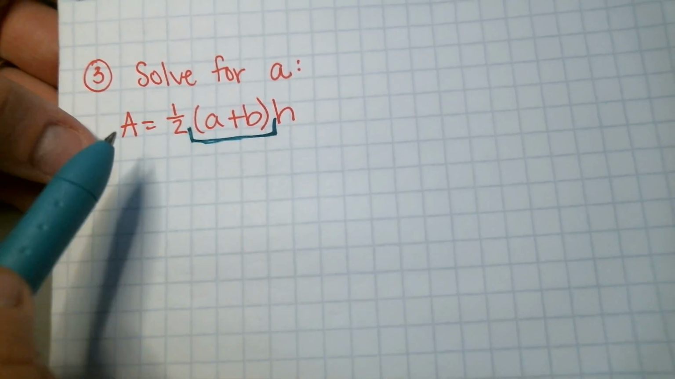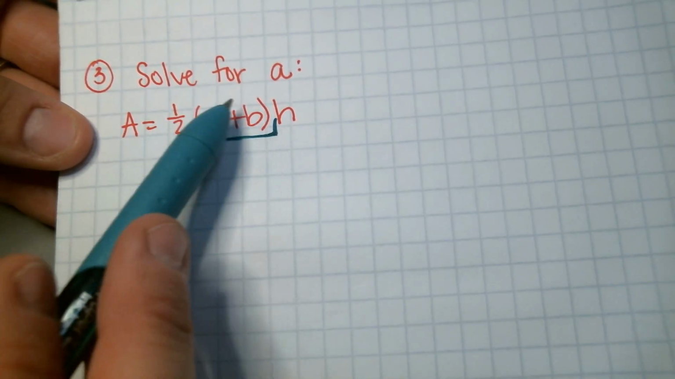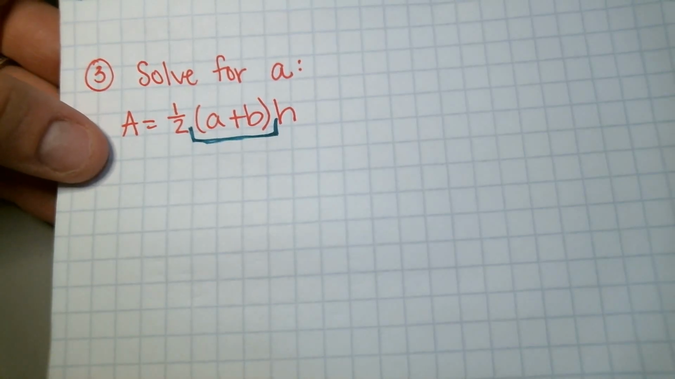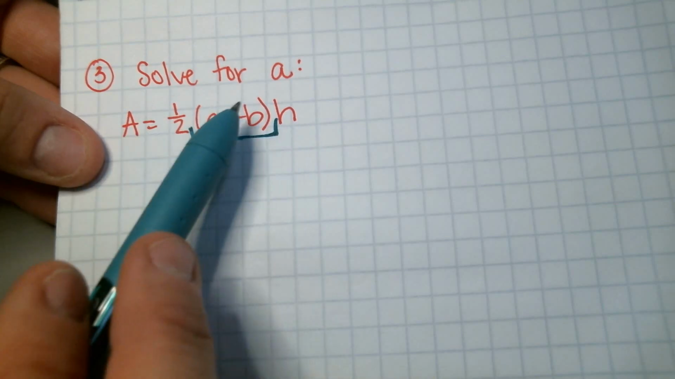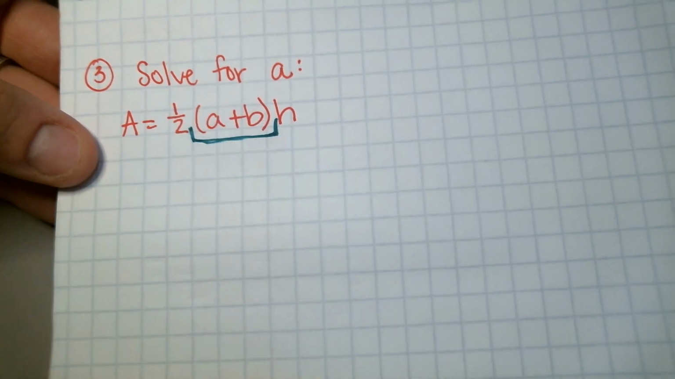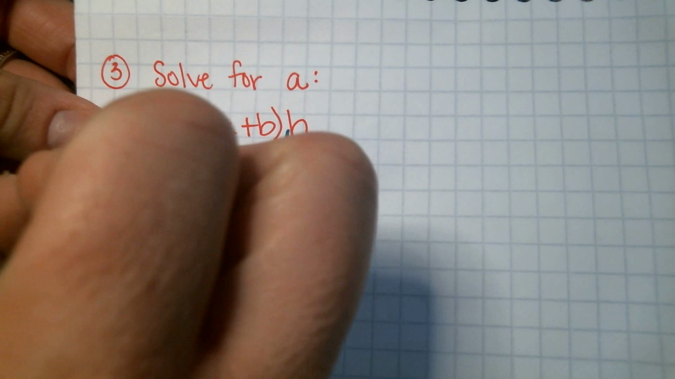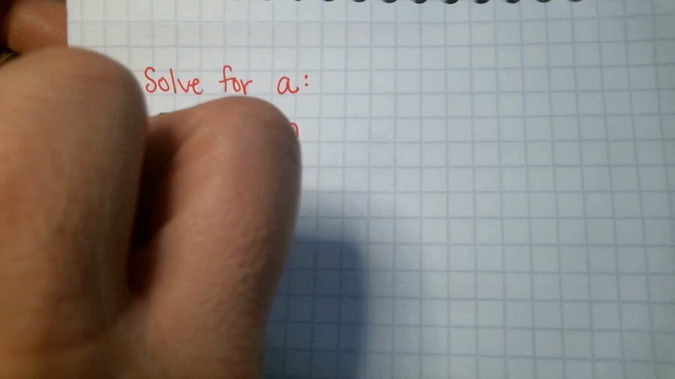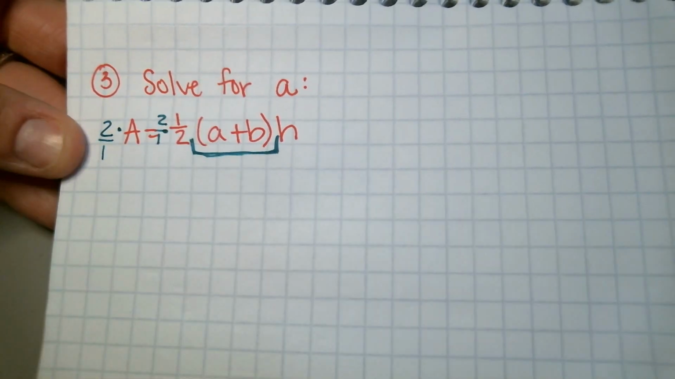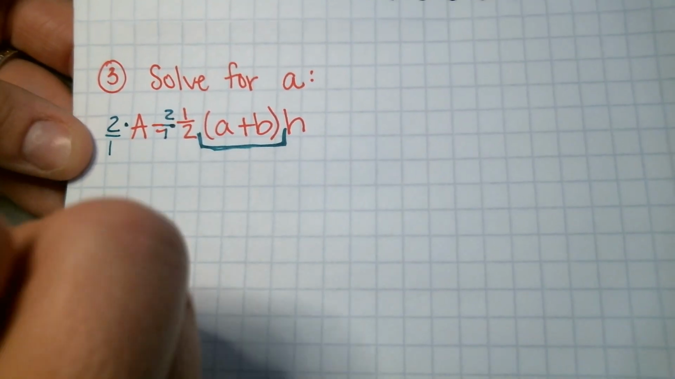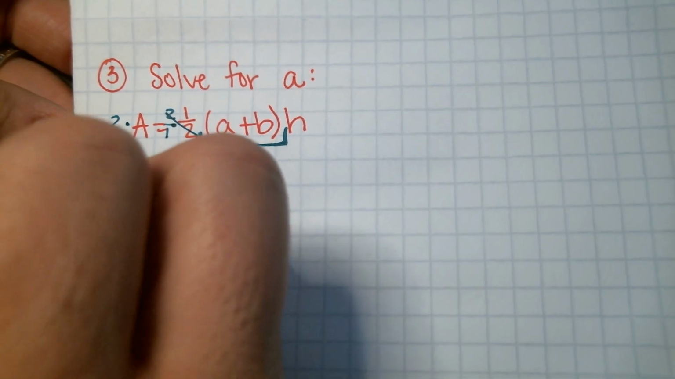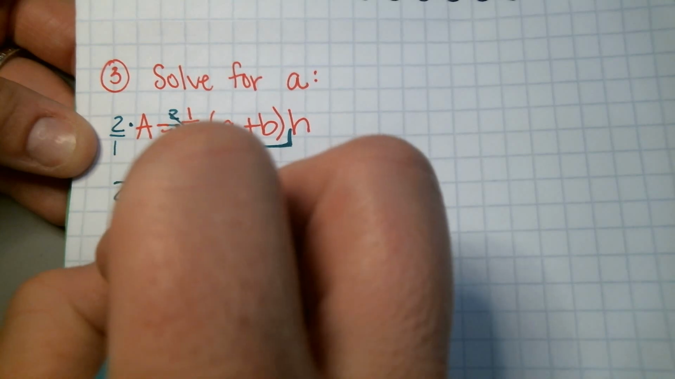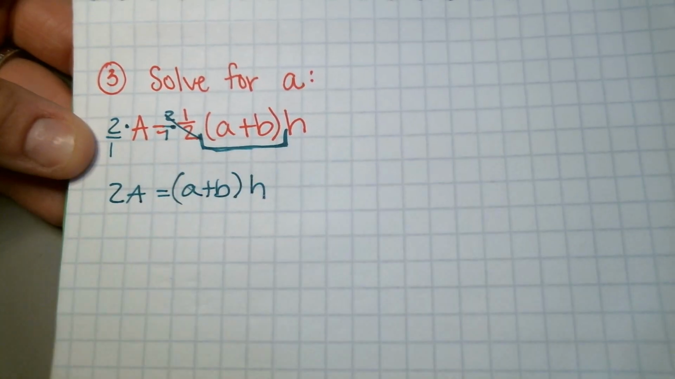And how do I know that? Well, 1/2 is being multiplied times these parentheses, and h is being multiplied by the parentheses. So I need to undo this multiplication of 1/2 and h. Now, hopefully you realize if I have to undo multiplication of a fraction, I just multiply both sides by the reciprocal. Reciprocal of 1/2 is 2. So that cancels. I have 2A equals a plus b, still in parentheses, times h.